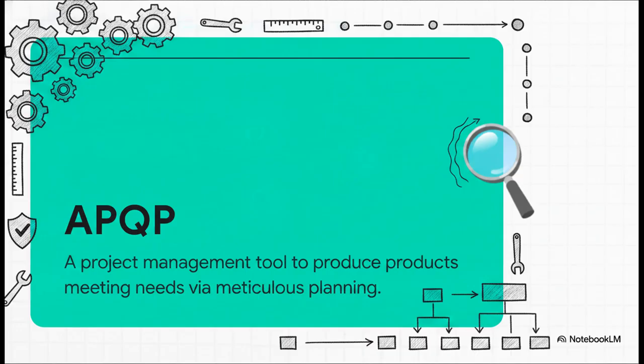So, APQP. It stands for Advanced Product Quality Planning. Basically, it's a project management tool used to develop and produce products that perfectly meet customer requirements through really meticulous planning and error prevention. Honestly, think of it like the ultimate pre-flight checklist, but for manufacturing. The really crucial point here is that this isn't just about inspecting a product at the very end of the line to see if it's broken. No way. It's a completely proactive framework designed to slash costs and boost quality by anticipating problems and eliminating them from the very beginning of the design phase.